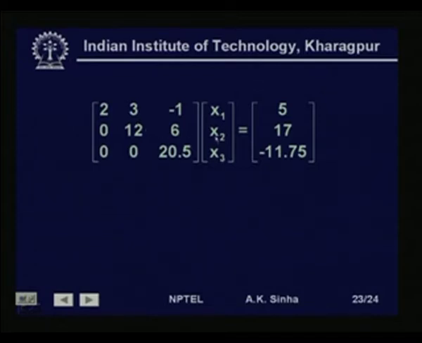So, divide this side by 12, you will get the value of x2. Once we know x3 and x2, we can find out the value of x1, because this equation is 2 x1 plus 3 x2 minus x3 is equal to 5. Since we know x2 and x3, the only unknown here is x1. So, we can find that from that equation. So, this is how we solve a linear set of equations.